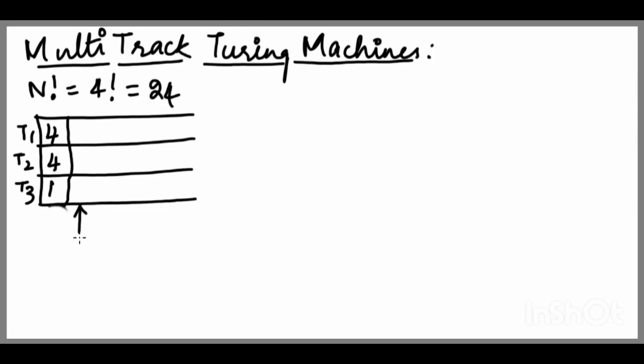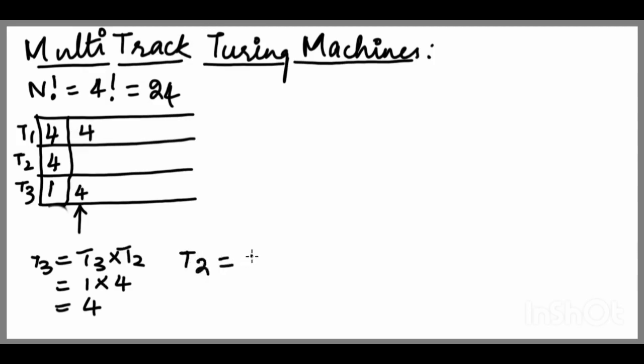According to the algorithm, we must multiply T3 with T2 and update the value in T3. So T3 equal to T3 into T2, that is 1 times 4, that is 4. The T1 value remains the same and the T2 value is decremented by 1. So that becomes 4 minus 1, that is 3. We read all these values and move forward in the right direction.